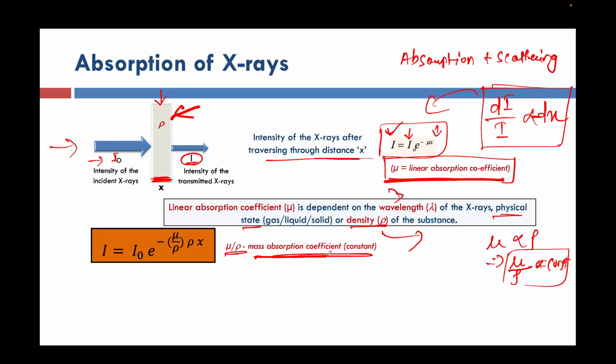And when we did this mass absorption coefficient, what happened? We got rid of the density of the material, and also we got rid of the physical state, right? So when we came from the linear absorption coefficient to the mass absorption coefficient, it is only dependent on the wavelength.